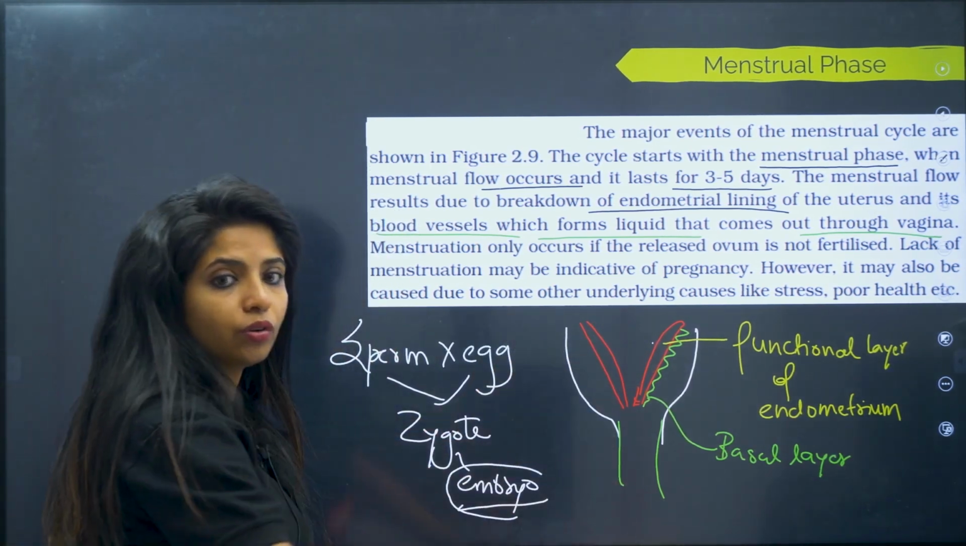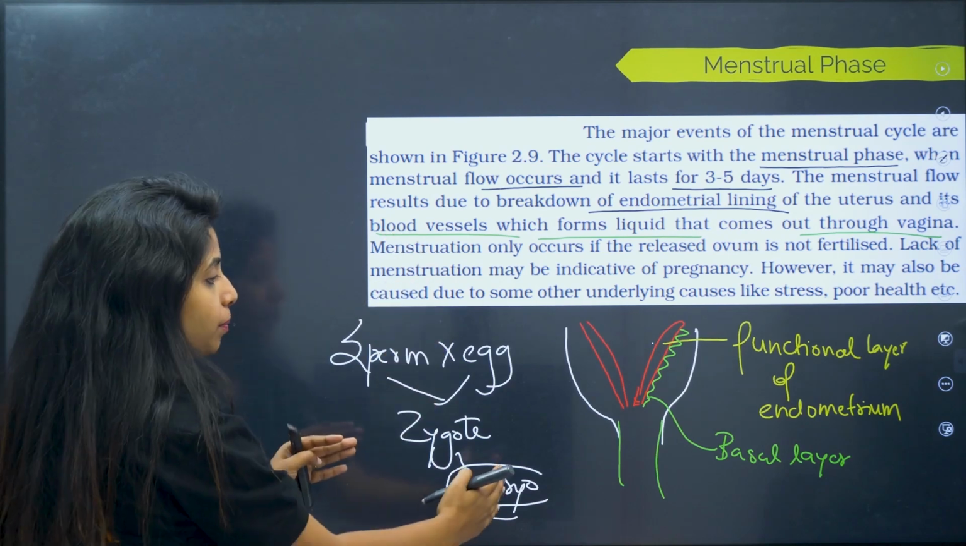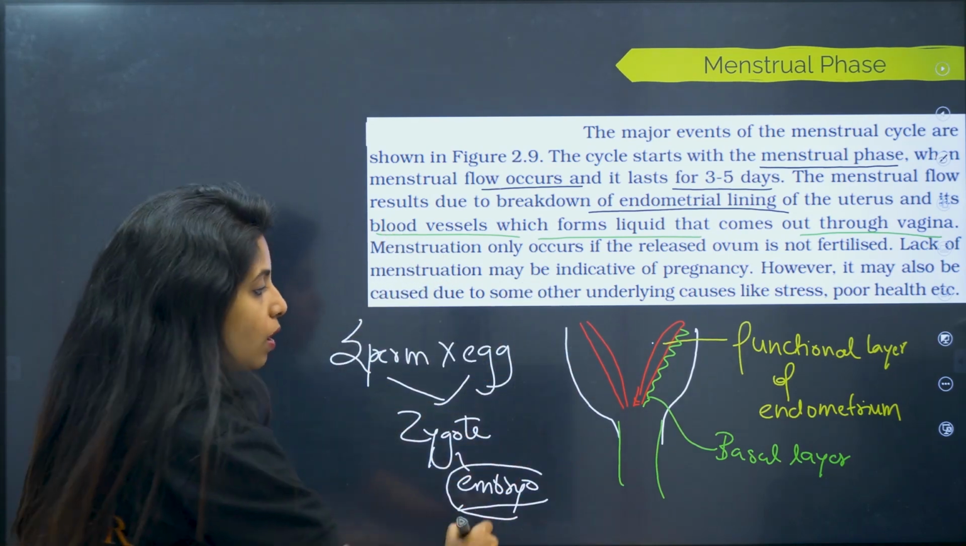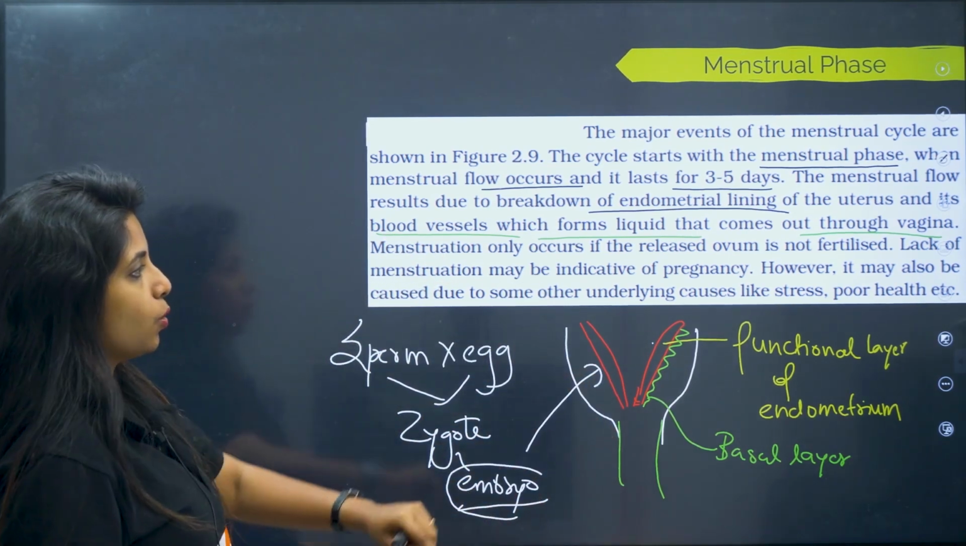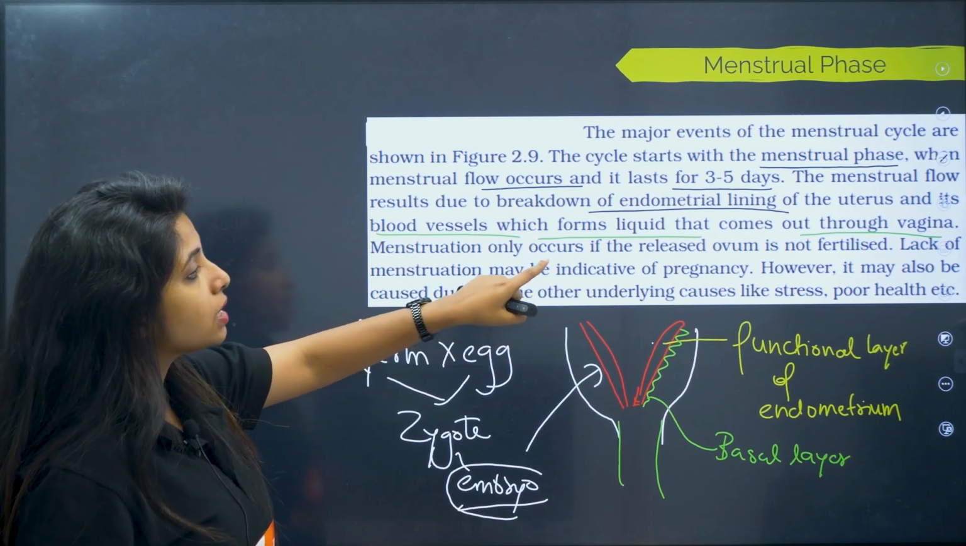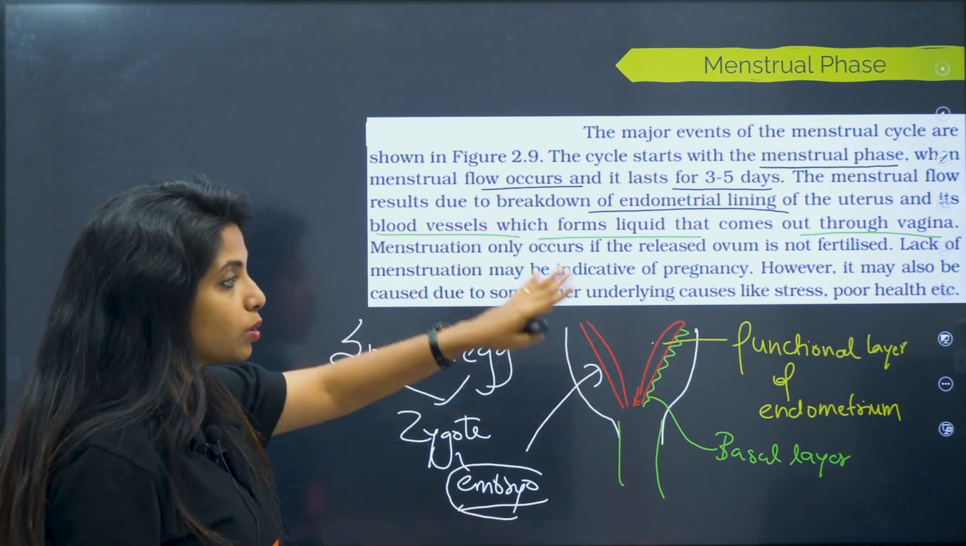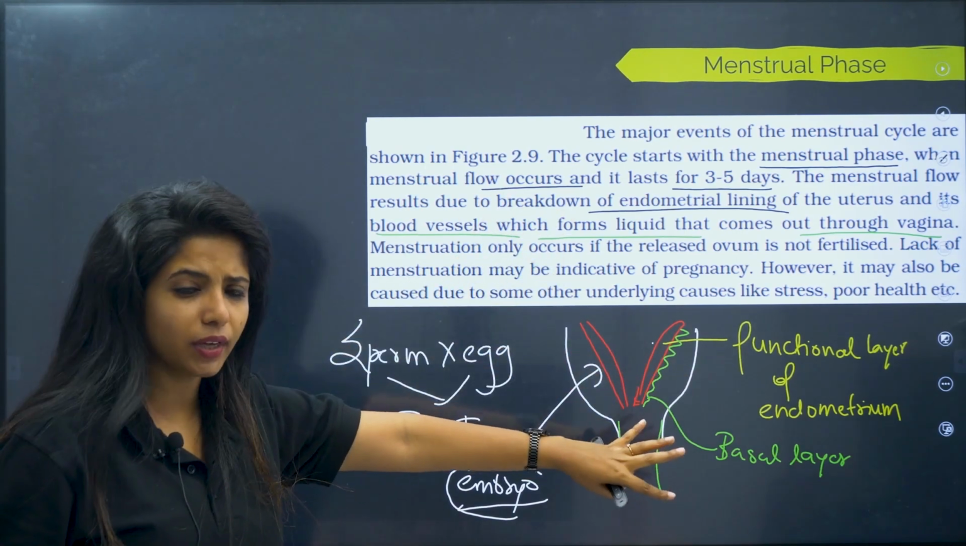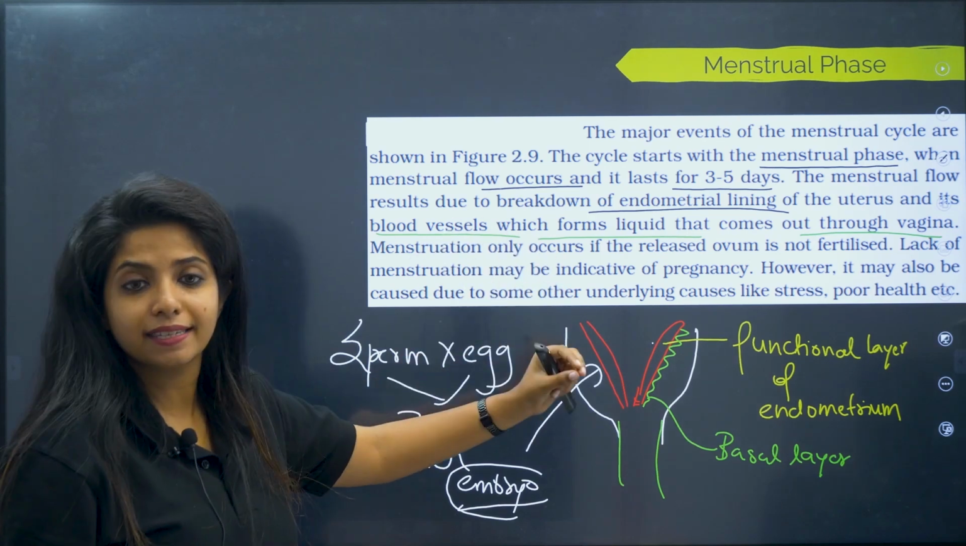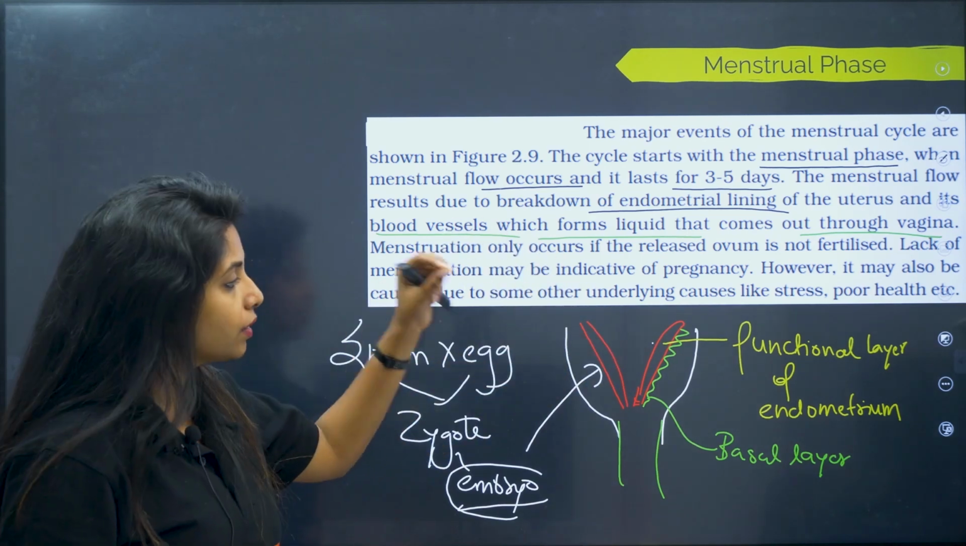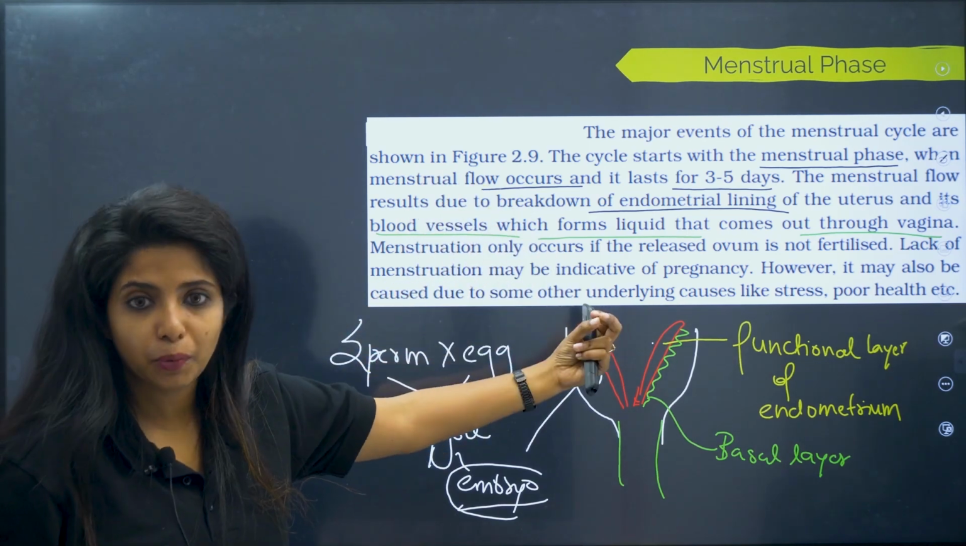This particular layer is the one that provides nourishment during the initial phase. So can it shut down? Obviously no. If the fusion happens, will it shut down? No, because it needs it, right? So lack of menstruation may be indicative of pregnancy. If menstruation is not happening and the person is active in sexual intercourse, at this point of time it could be indicative of pregnancy.